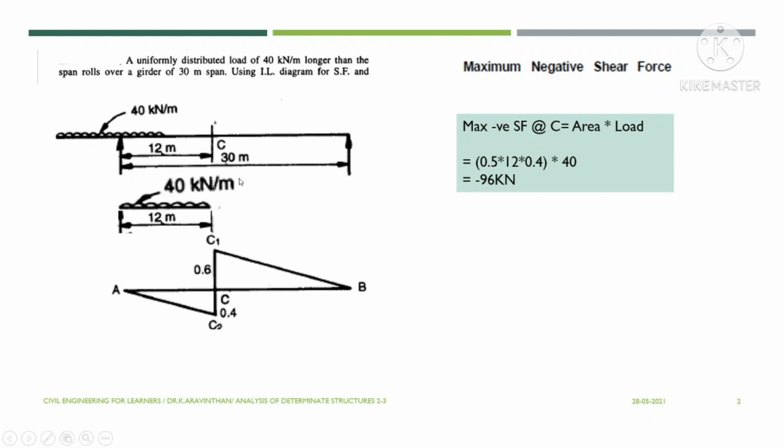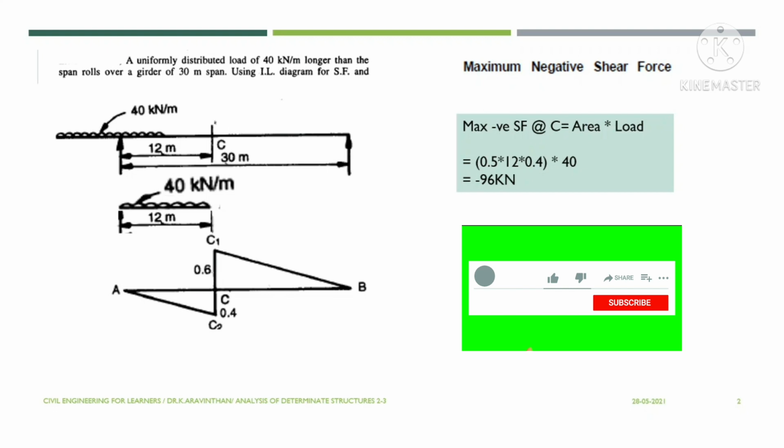So what do we mean by longer than the span? The span here is given as 30 meters, and the UDL has a span of more than 30 meters. It may be 40 meters; we can take it as an example. If that is the case, how do we find the shear force and bending moment?